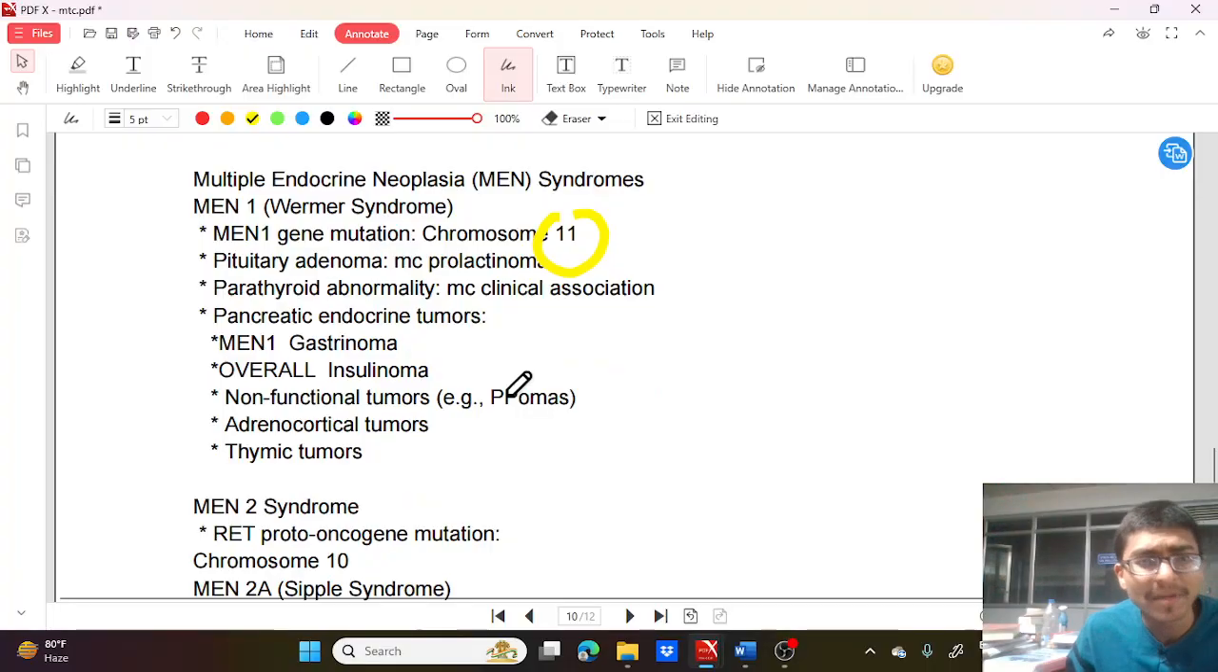Then medullary, sorry, here we will not be having medullary cancers, we will be having pancreatic cancers. So which are the pancreatic cancers? In MEN1 we will be having gastrinoma, and overall the most common pancreatic endocrine tumor will be insulinoma. Other tumors will be non-functional tumors, adrenocortical tumors, and thymic tumors. So these are some of the tumors of MEN1 or Wermer syndrome.